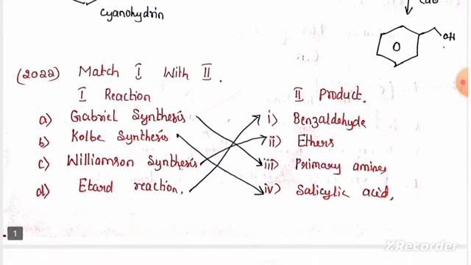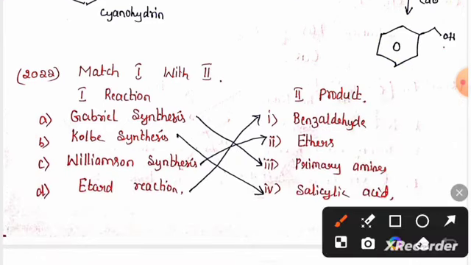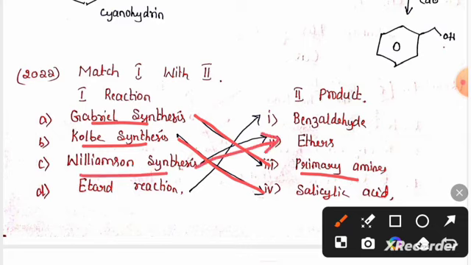Next question, matching column 1 with column 2. Gabriel synthesis is for primary amines. Kolbe's synthesis is for salicylic acid. Williamson's for ether synthesis, and Etard reaction for benzaldehyde.